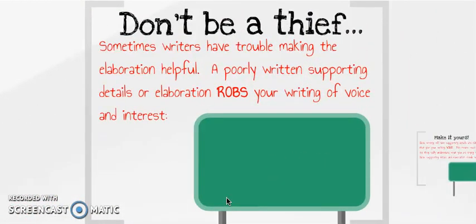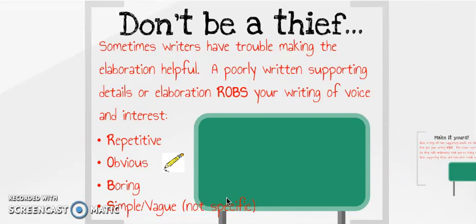Now, it's important that you not be a thief. What that means is that some writers have trouble making the elaboration actually helpful. They've got three good supporting detail sentences, but then what comes after them is not, it robs the voice of writing. So we don't want to do that. And ROB stands for, here's where you're taking notes because there's the pencil, repetitive elaboration, obvious elaboration, boring elaboration, or simple or very vague, meaning not specific, elaboration. Pause and make sure you get those words written down.